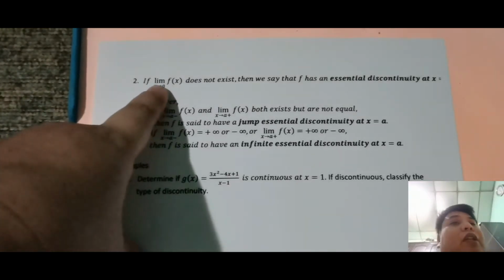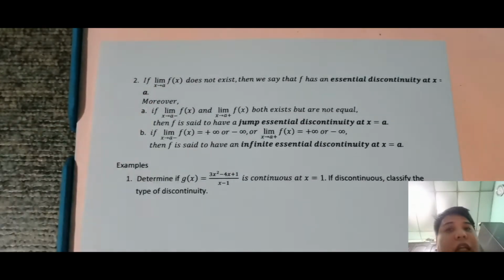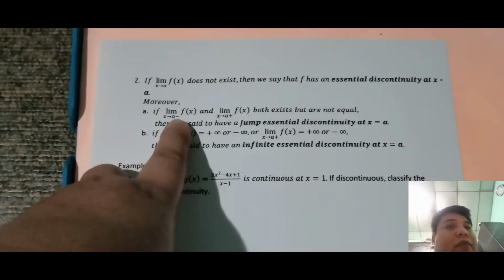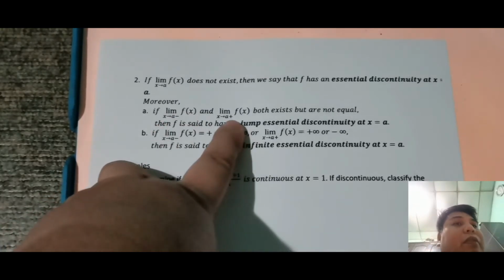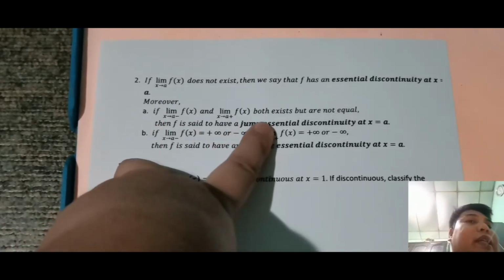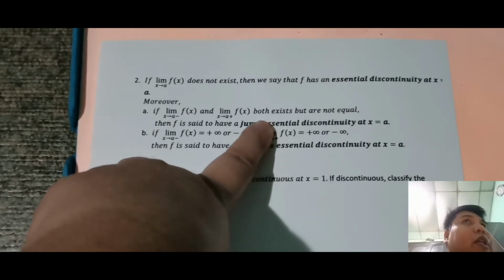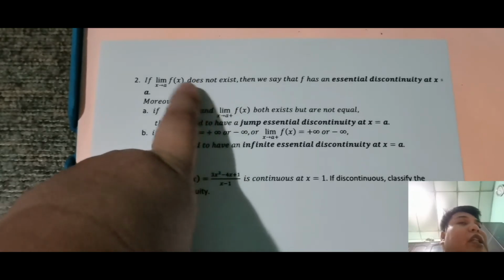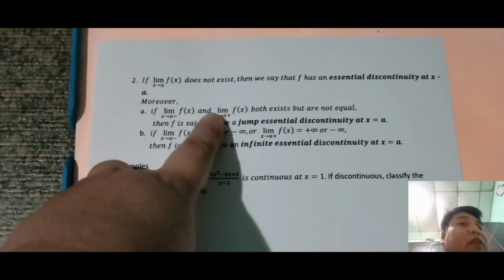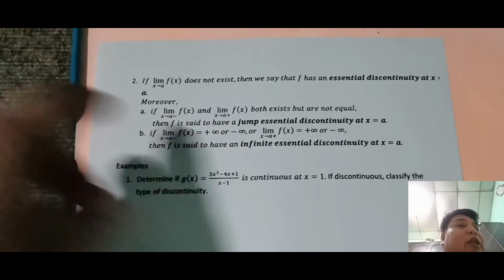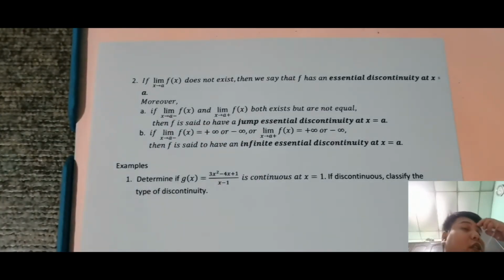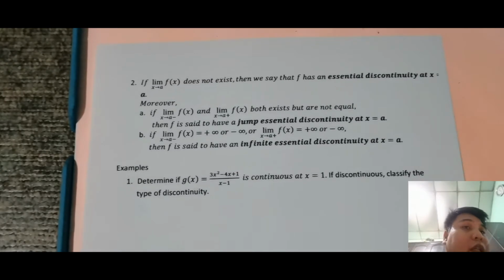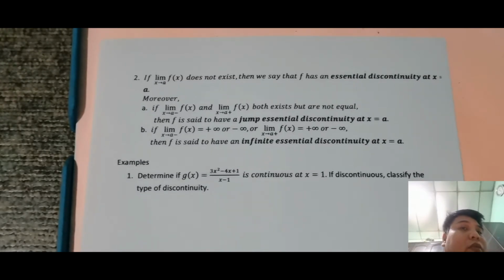Ganun ulit, kung yung limit ng f of x hindi nag-exist, tas ganito yung nangyari. Yung limit ng f of x from the left and limit of f of x from the right, nag-exist parehas, pero hindi equal. So, anong nangyari? Kinuha mo yung limit, kaya hindi siya nag-exist kasi hindi equal yung from the left and from the right. So dahil hindi equal yung from the left and from the right, ang tawag mo sa kanya is a jump essential discontinuity at x is equal to a. Ganun kasimple. Jump essential discontinuity at x is equal to a. So yun yung isa. Next is number 2, letter B.